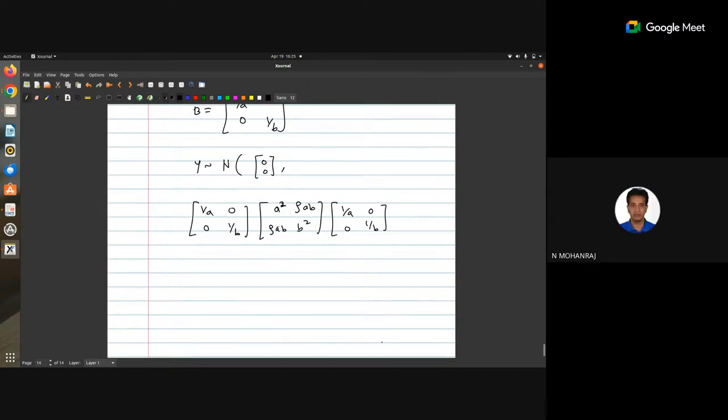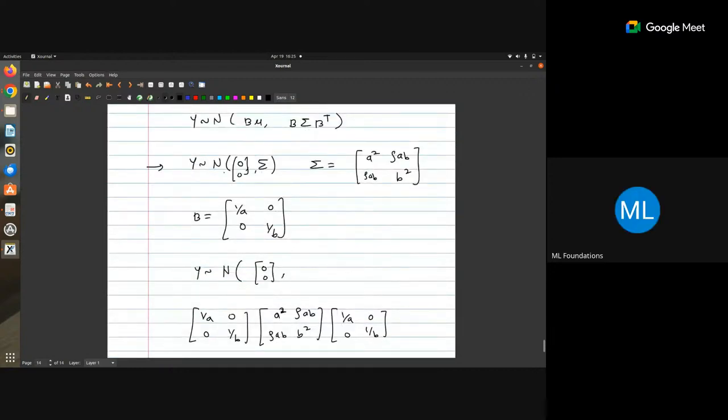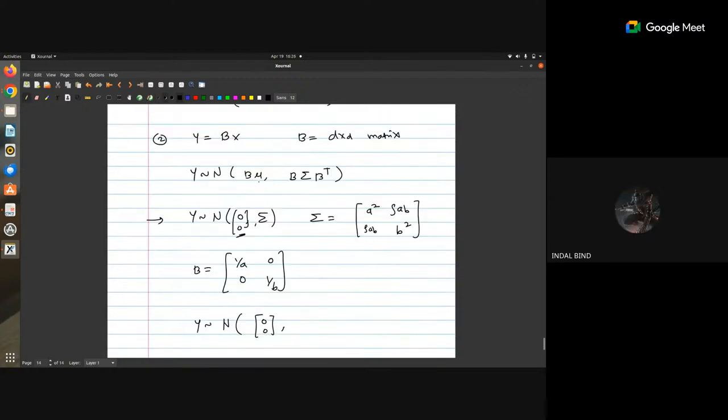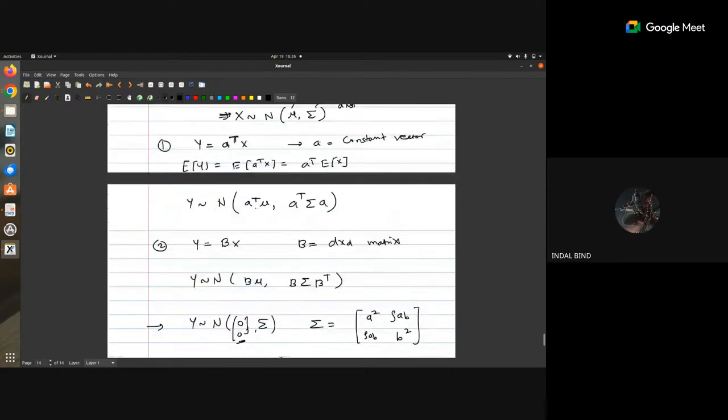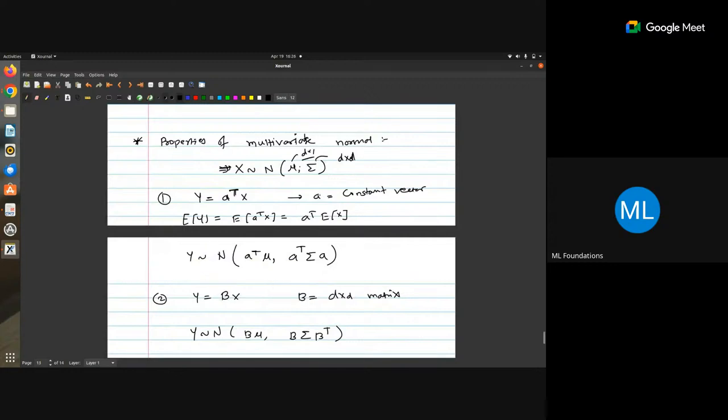And sir, how are you finding the value of mu? In the problem it's already given that it's 0, 0. Is it mu or u? The formula for finding the distribution is this. This is given. So A transpose mu, right? And mu is this one, the D cross one mean.